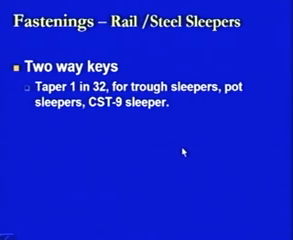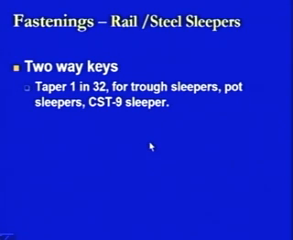Along with these loose jaws, keys are used. There are different types of keys. Some keys are one-way keys, and some are two-way keys. In the case of a two-way key, it is tapered at an angle of 1 in 32, and they are generally used with steel trough sleepers, pot sleepers or CST9 sleepers.